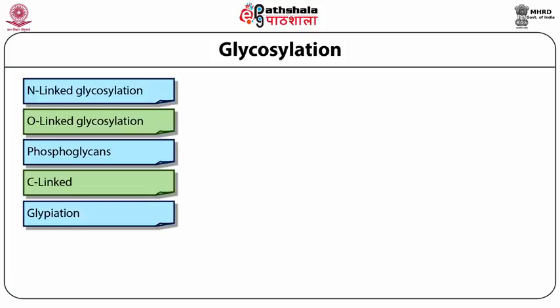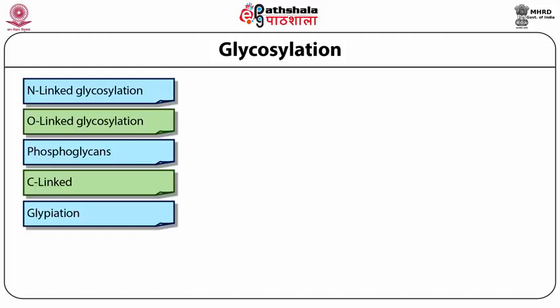Phosphoglycans attach to the phosphate of a phosphoserine, whereas C-linked glycan is a rare form of glycosylation where a sugar is added to a carbon on a tryptophan side chain. Finally, glycation, which is the addition of a GPI anchor-like protein that links protein to lipid through glycan linkage.